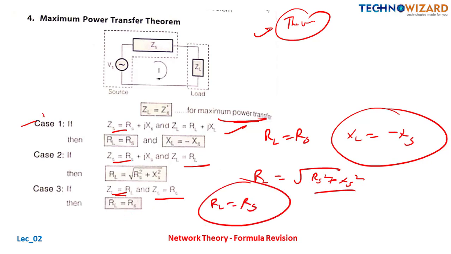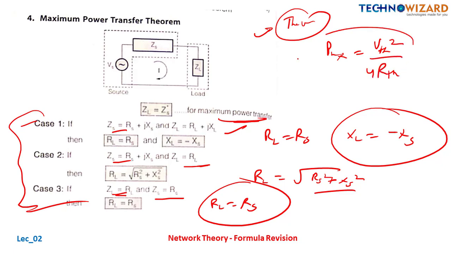Remember these three cases based upon the maximum power transfer, and Pmax, the maximum power transfer, is given as VTH square upon 4 times RTH. This is the maximum power transfer formula.